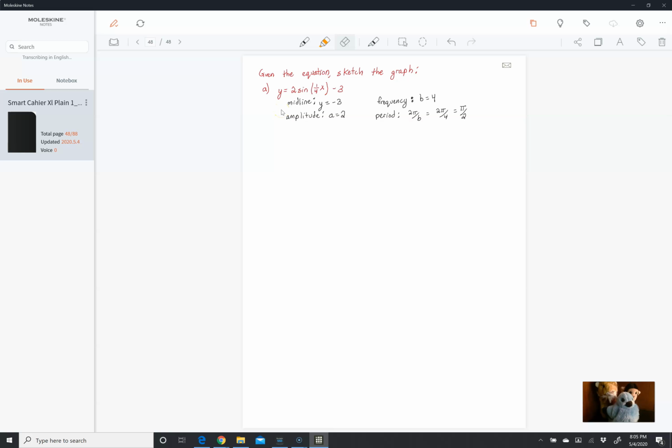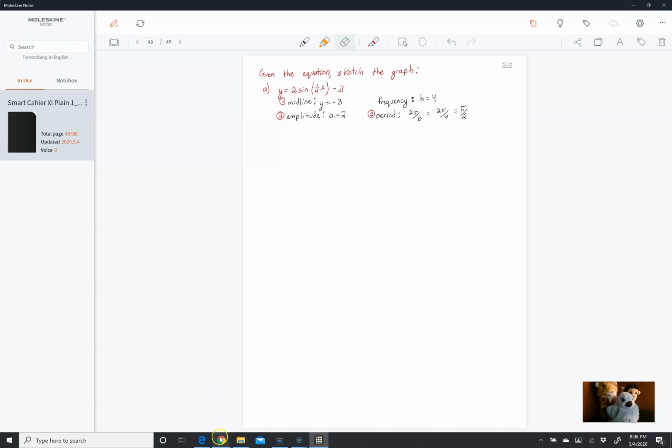Okay, so how does this help us? Well, here's what I would do. I would start off with your midline. Okay, so we're going to do our midline. And then our amplitude and our period kind of come together, okay? So I would do your period next. And then we'll do the amplitude. So you'll see why it's in this order, okay? So we're going to draw the graph. And again, you can come up with your own stuff and then verify it using the Desmos graphing calculator, okay?